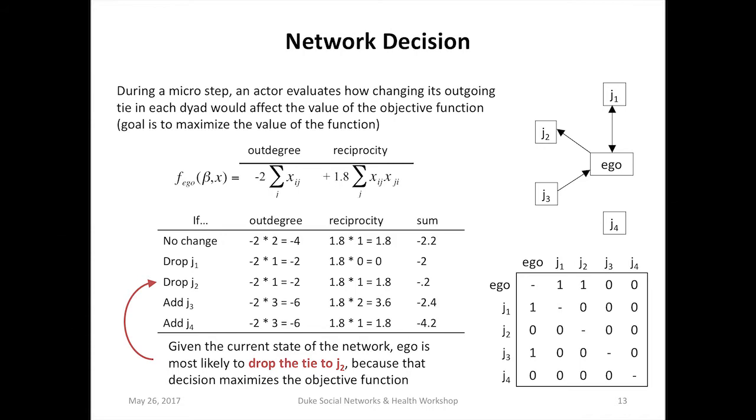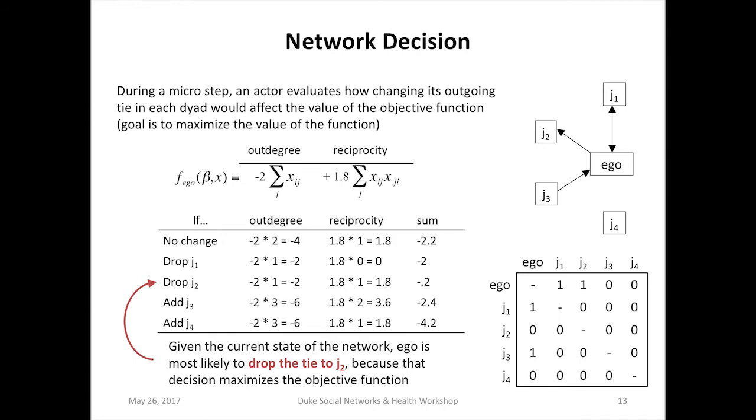All right, so here we have ego, and what ego is going to do is consider there's a tie to alter 1. Ego is going to decide, do I want to keep that tie, or drop it? Ego also has a tie to J2. Ego is going to consider dropping the tie, keeping the tie. Over here for J3 and J4, ego is deciding, do I want to add that tie? So ego is going to compare the contribution to this function of each of those changes in a tie, and compare that to, well, what's the utility of making no change at all?